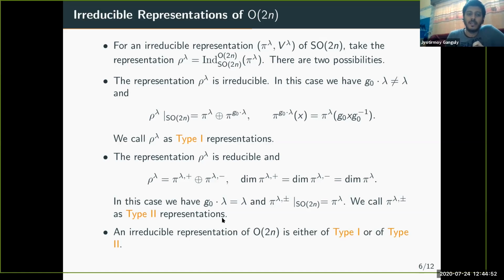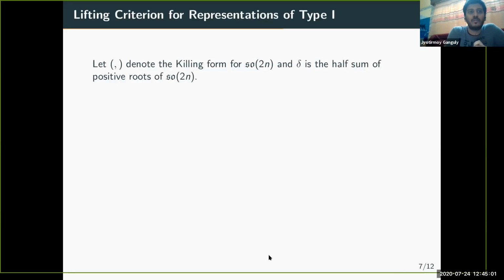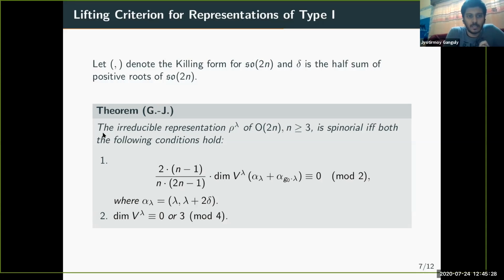And this is a fact that any irreducible representation of O2n is either of type 1 or type 2. Okay, so I will just mention the lifting criterion for representations of type 1, because a similar result is true for representations of type 2. Let this bracket denote the Killing form for the Lie algebra of SO2n, and delta denote the half sum of positive roots for the Lie algebra of SO2n. Then we have this result: the irreducible representation rho lambda of O2n, for n greater than or equal to 3, is spinorial if and only if both the following conditions hold.